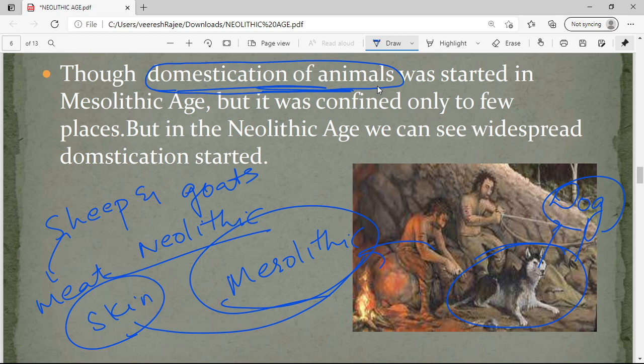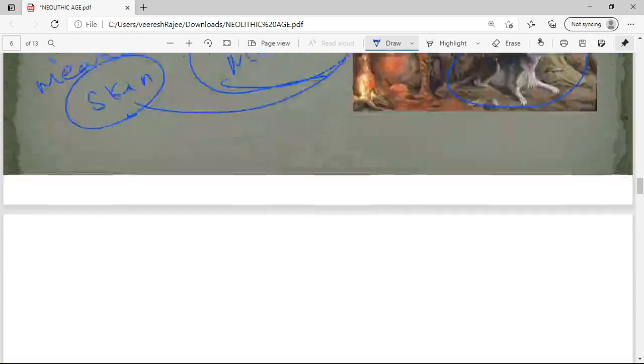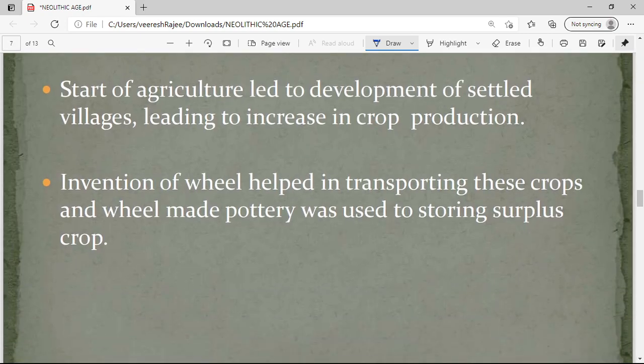We learned about all these things, but domestication of animals during the Mesolithic Age was confined only to a few areas of the world. But now during the Neolithic Age, domestication of animals started throughout the world. That is the reason why this domestication of animals is also considered a major development of the Neolithic Age.